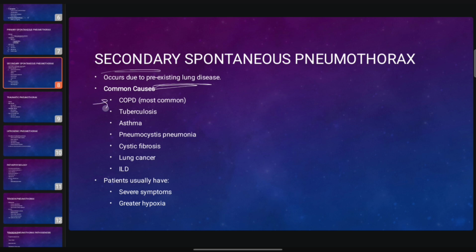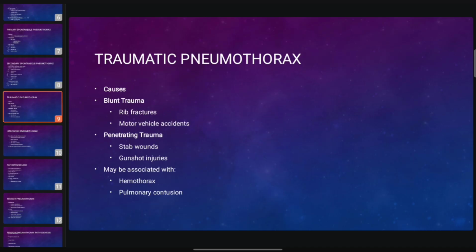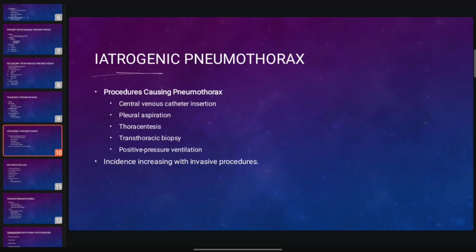So common causes are COPD, TB, asthma, pneumocystis pneumonia, cystic fibrosis, lung cancer, and ILD. And patients usually have severe symptoms and greater hypoxia. In traumatic pneumothorax, the cause may be blunt trauma, penetrating trauma, or may be associated with hemothorax or pulmonary contusion. The iatrogenic pneumothorax occurs because of some procedures. The procedures causing pneumothorax include central venous catheter insertion, pleural aspiration, thoracocentesis, transthoracic biopsy, and positive pressure ventilation. These are the important causes of iatrogenic pneumothorax.